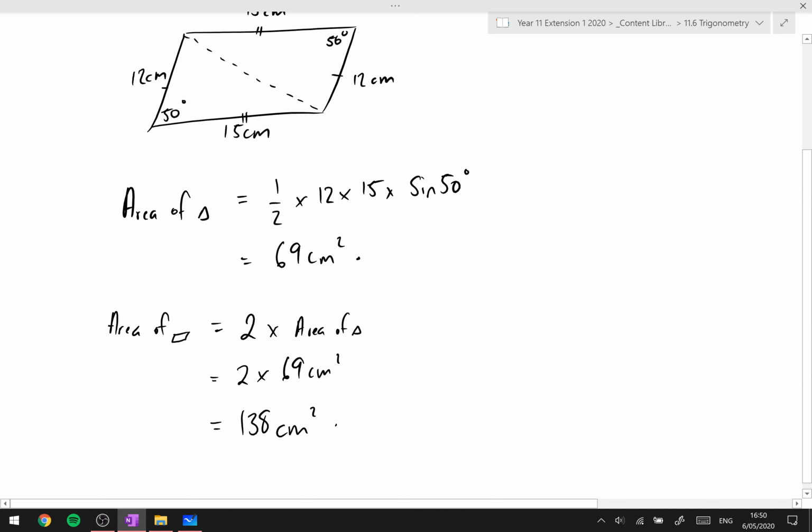Okay, that's it for the area of a triangle, or a non-right angle triangle, I should say. Okay, and we're going to move on to our last video for this little subtopic of the sine and right angle triangle formulas.